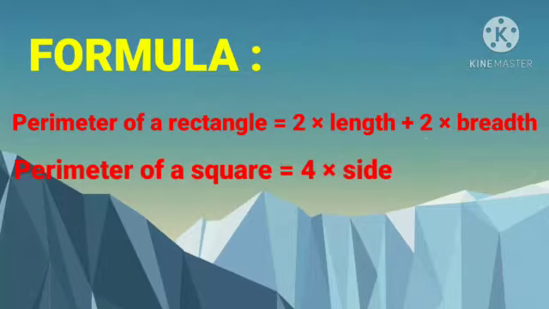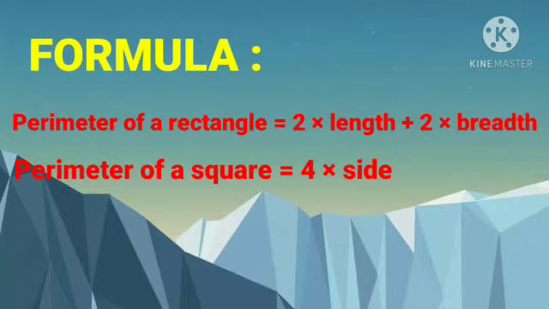Clear? Then the next formula is the perimeter of a square. How will you find the perimeter of a square? The formula is 4 into side. Why 4 into side? Because how many sides are there in your square? 4 sides are there. That is why we have to multiply one side with 4. So you will get the perimeter of a square.